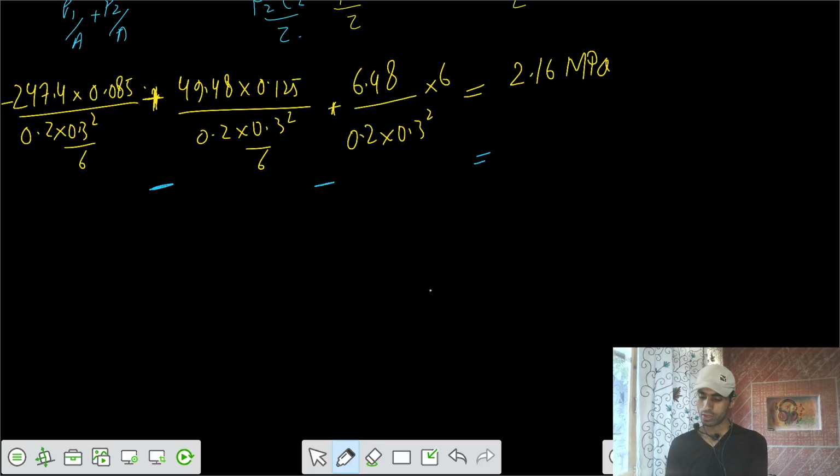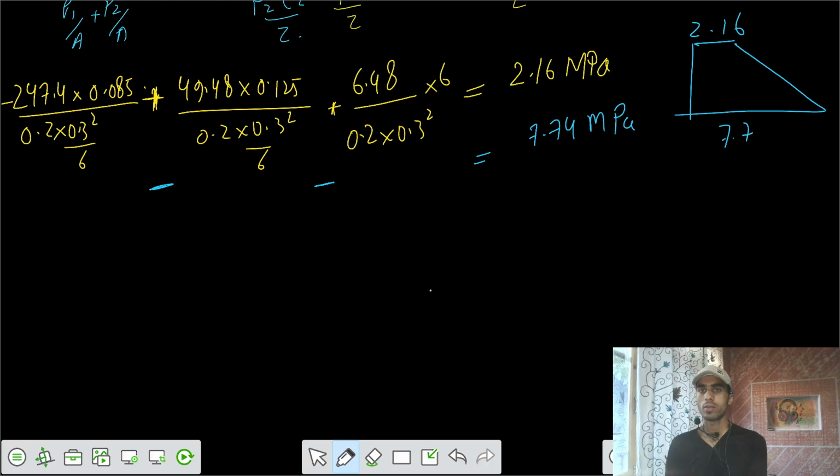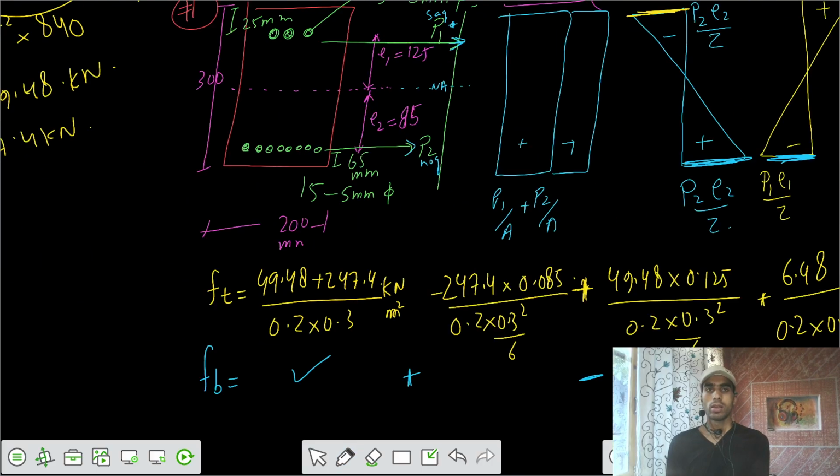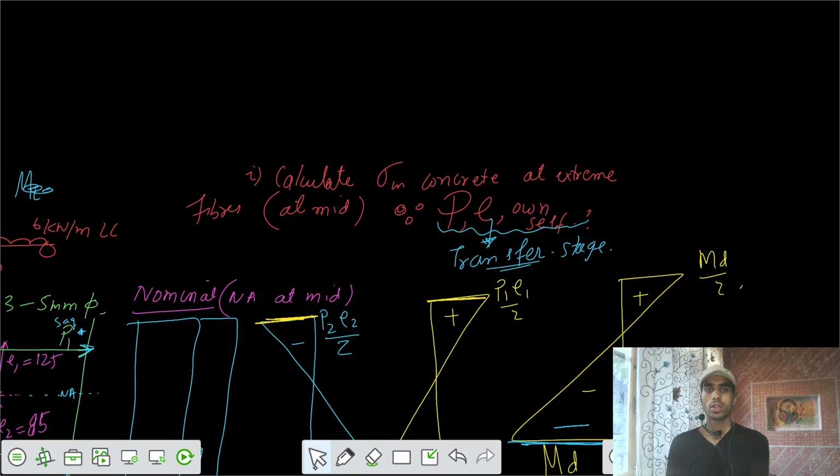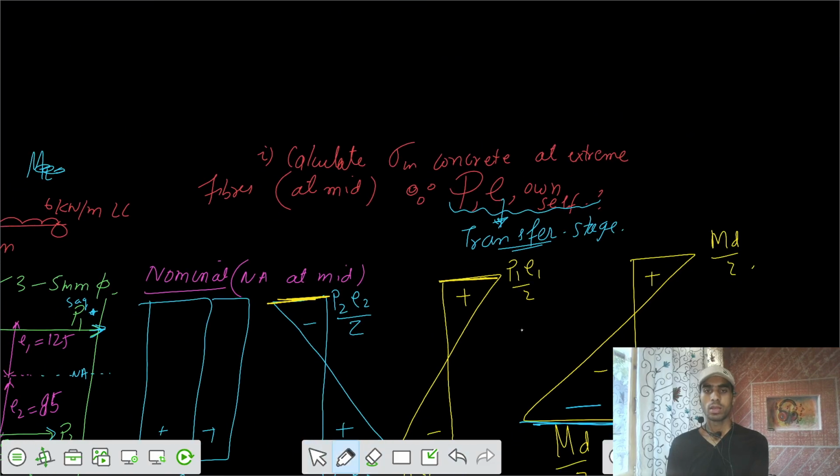So that value is coming to be equal to 7.74 megapascal. So this is your first case. That's your first stage of the stress analysis. 2.16, 7.74, both are compressive stresses. Now we need to calculate stresses. Now the second part of the problem is to calculate the stresses.